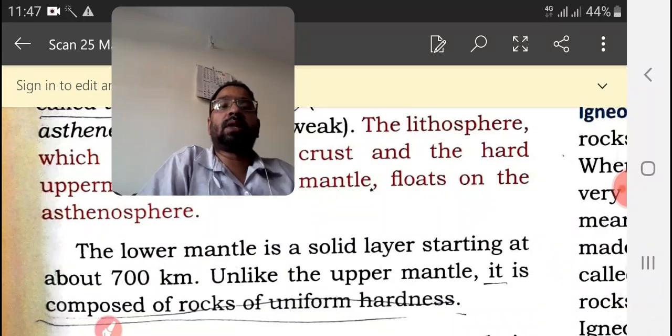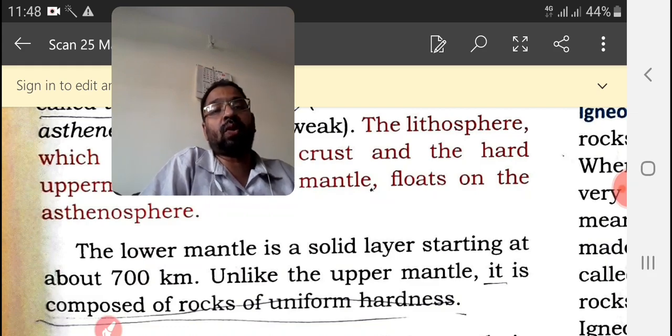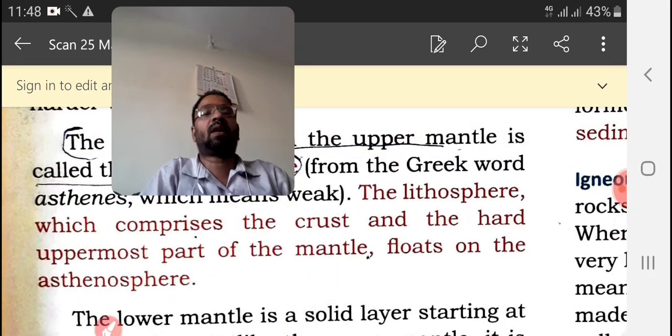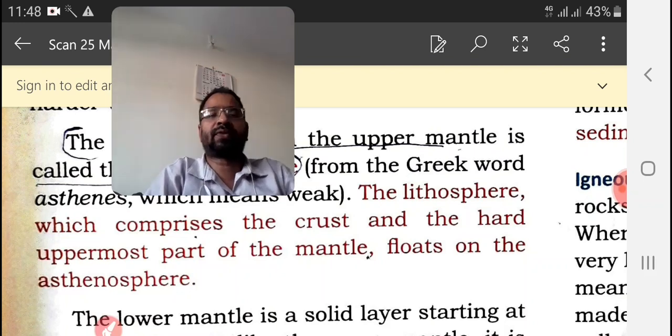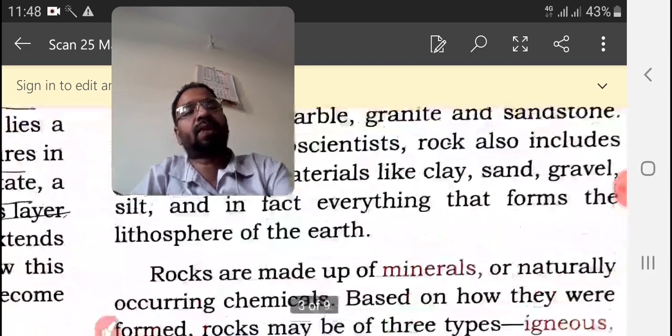The lower mantle is a solid layer starting at about 700 kilometer. After the asthenosphere, the solid layer begins. That is the lower mantle. Unlike the upper mantle, it is composed of rocks of uniform hardness. In the upper mantle, we said some are hard and some are in a molten or soft state. But the lower mantle is a hard one, and uniform hardness we can find there.